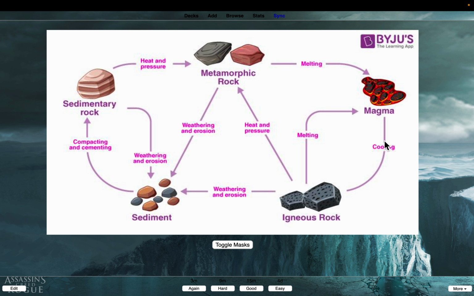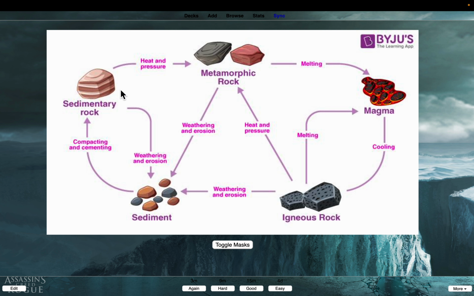So magma, when it cools, it eventually becomes igneous rock. When it melts, it forms back into magma. When igneous rock is subjected to weathering and erosion, it turns into sediment, and all of the accumulated sediment experiences compacting and cementing, and it would eventually be sedimentary rocks. Bigger forms, basically. Because again, they are being cemented.